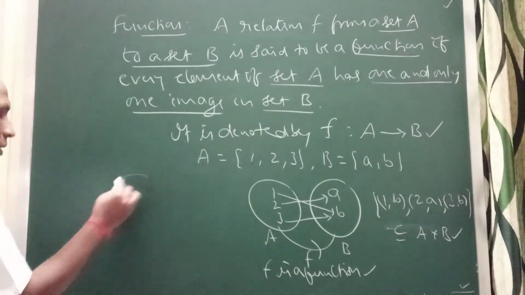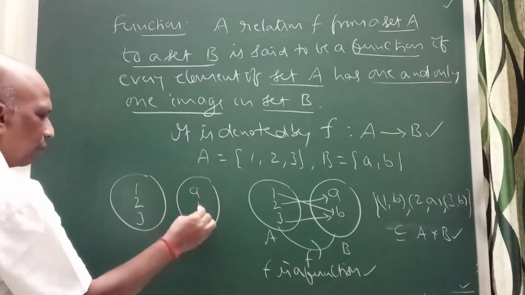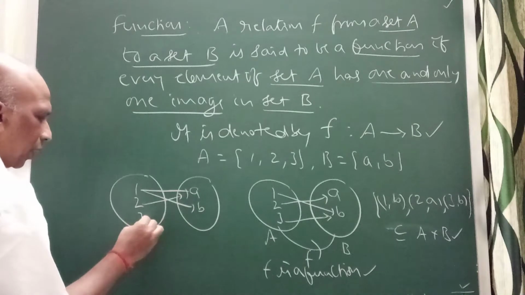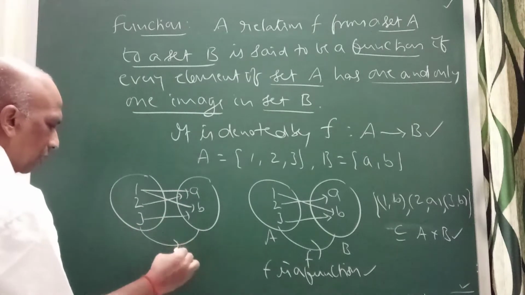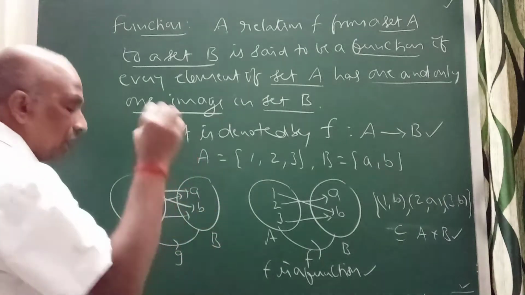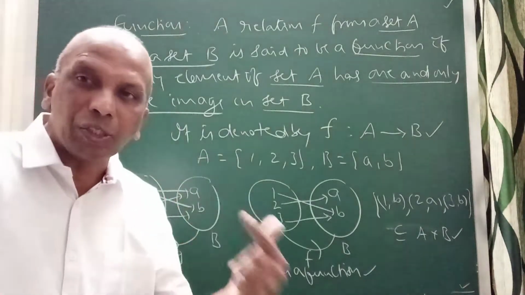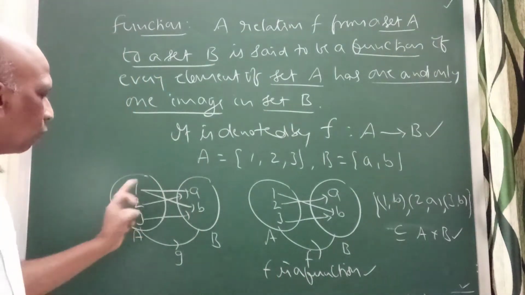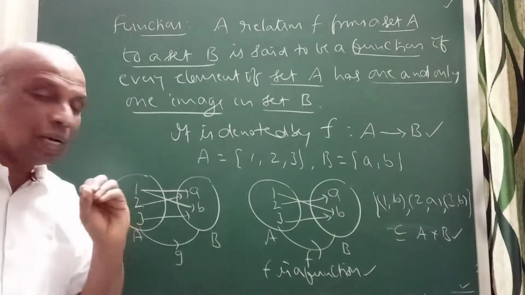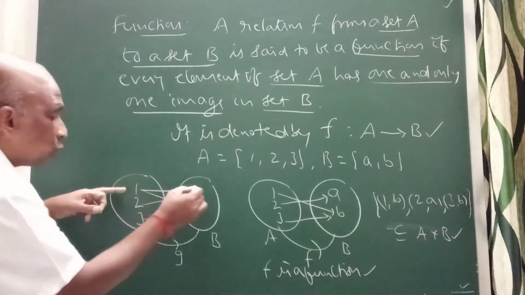Suppose we write it like this: 1, 2, 3 and a, b. I have written 1a, 1b, 2a, 2b, 2a, 3b from A to B. What about this one? Is it a function? The first question, is it a relation? Yes, it is a relation, no doubt. But it is not a function. Why? Because 1 has 2 images.